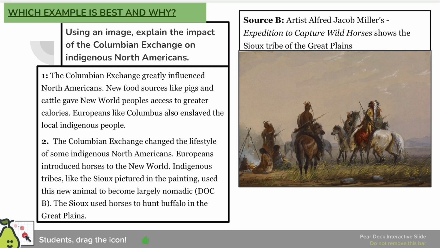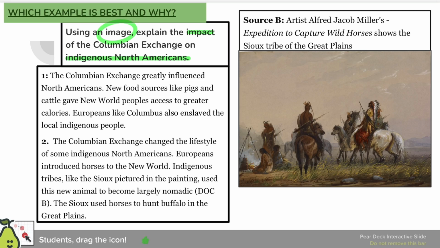Using the image, got to use it. Can't just have outside SFI about effects of the Columbian exchange on the Native Americans. Like if you go off talking about smallpox and the encomienda and so on, that does answer the question of explain the impact, right? The effects, but it doesn't use the image. So you have to actually use the document. Explain the impact or the effects, causation, of the Columbian exchange on the indigenous North Americans.